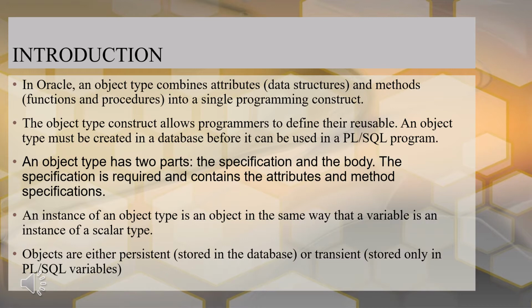The object type construct allows the programmer to make a reusable object type, which can be created in the database and be used in the PL/SQL program. An object type must be created in the database before it can be used in a PL/SQL program. An instance of an object type is an object in the same way that a variable is an instance of a scalar type.